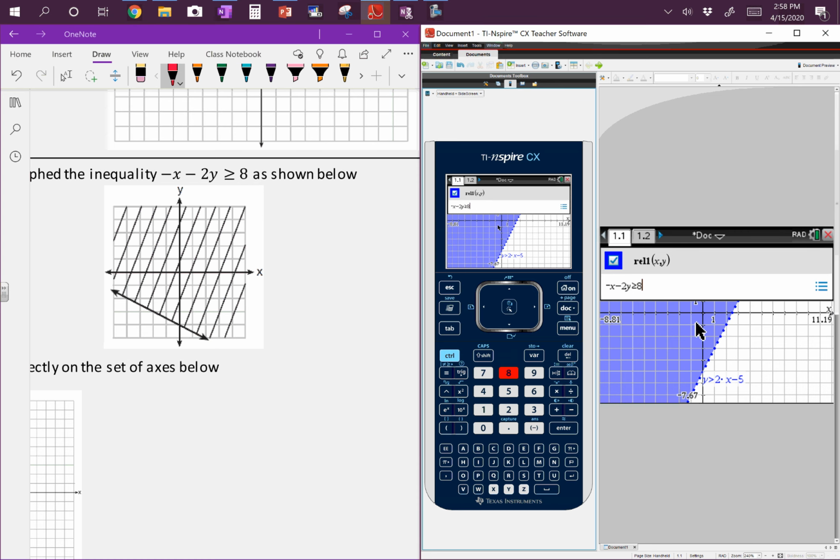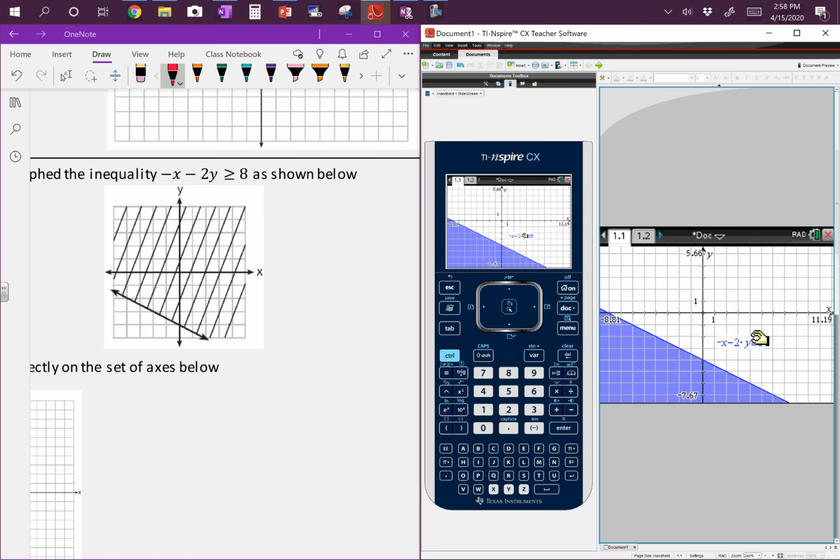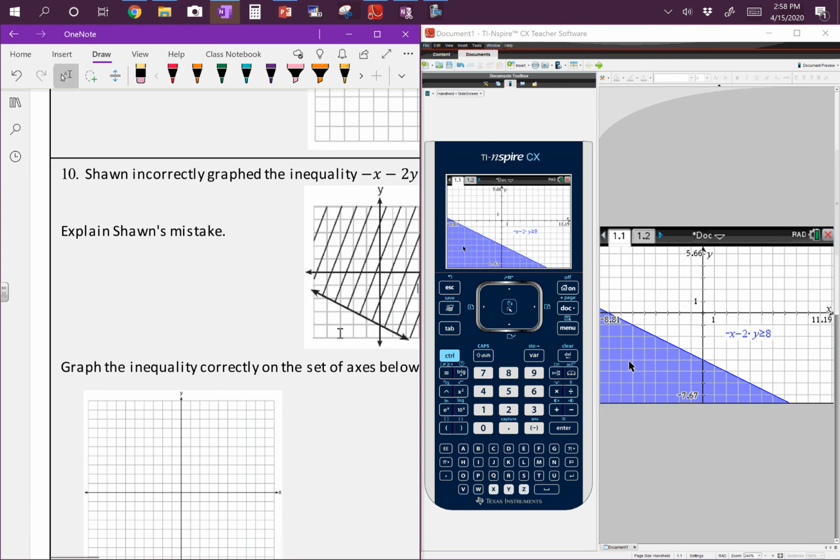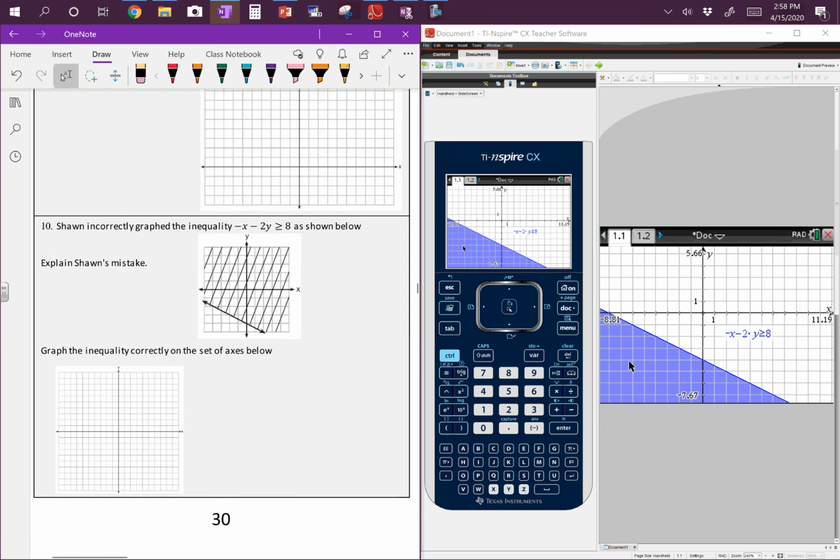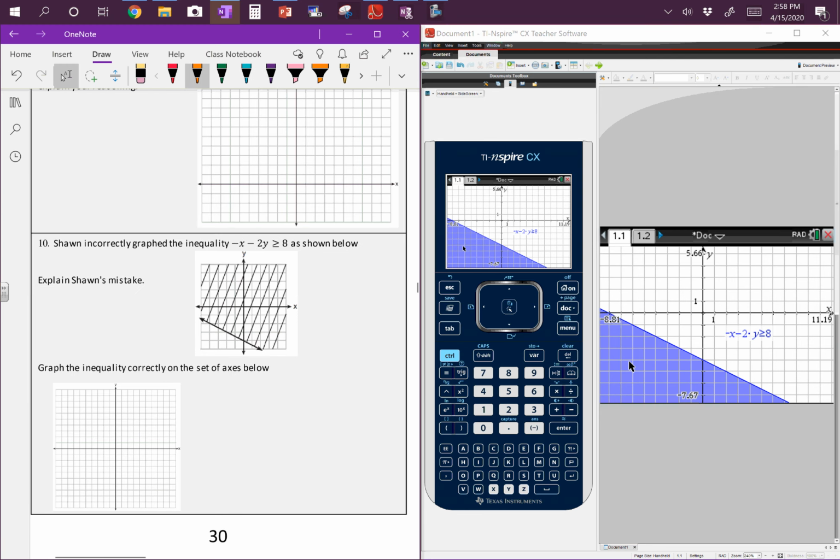Okay, so this is what he should have plugged into his calculator, enter, and he should have gotten that. And what did he do? He's got the solid line, that's all good. He went 1, 2, 3, 4, that's all good. Steep slope, really all he did wrong was shading. That would be the issue right there. Shading.